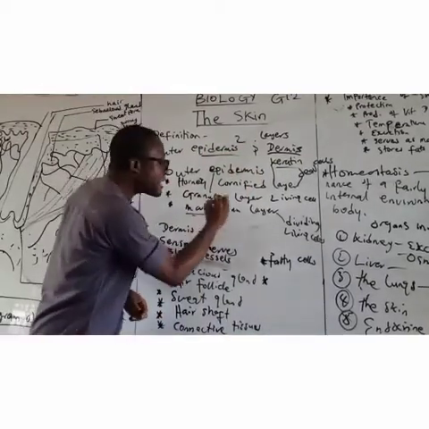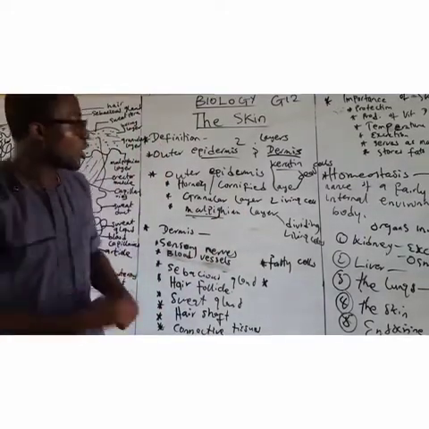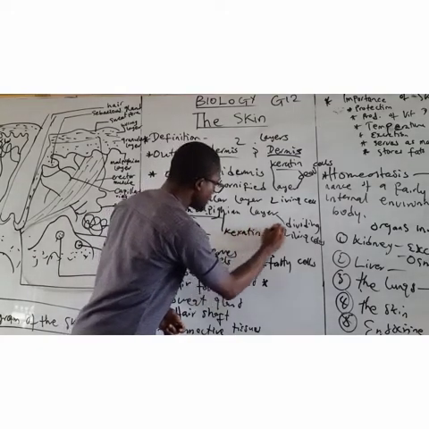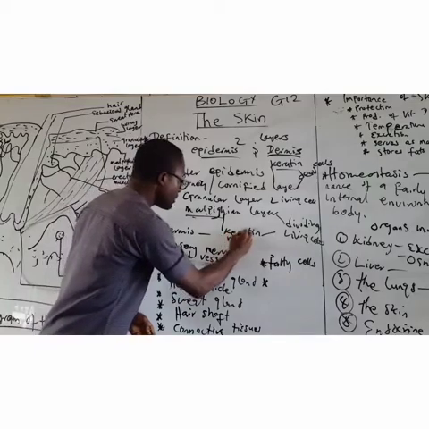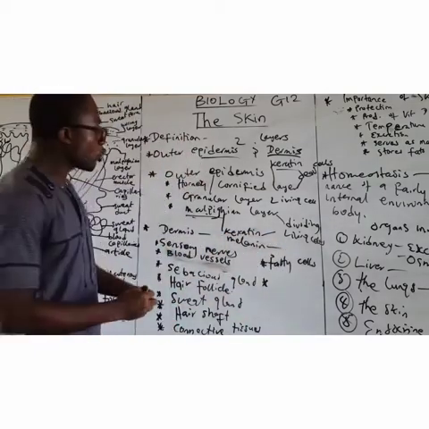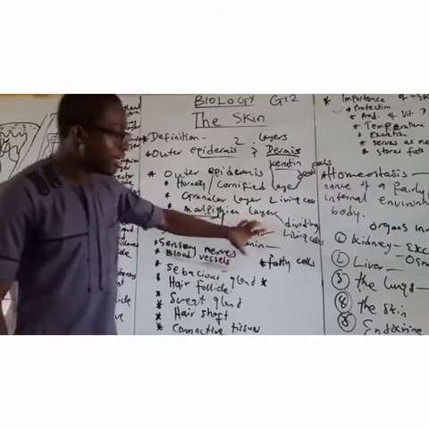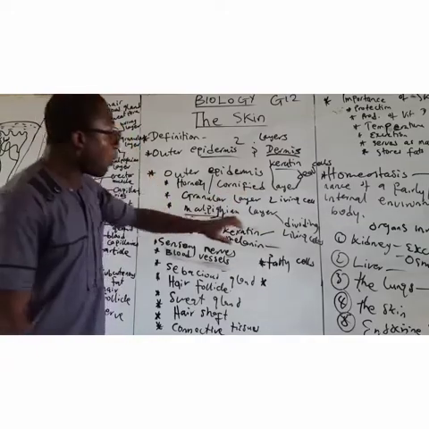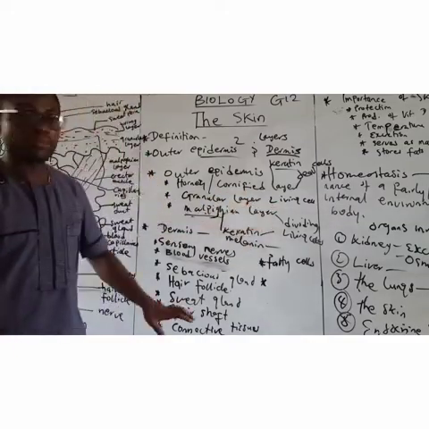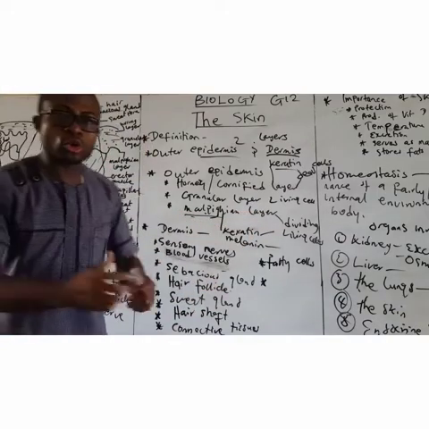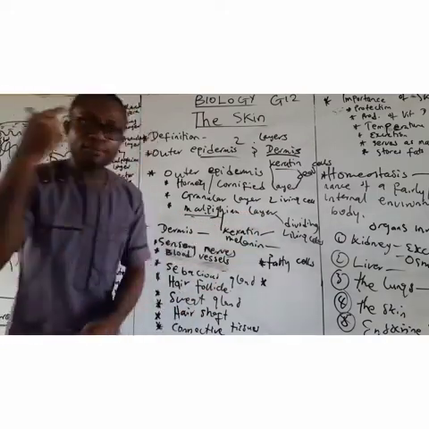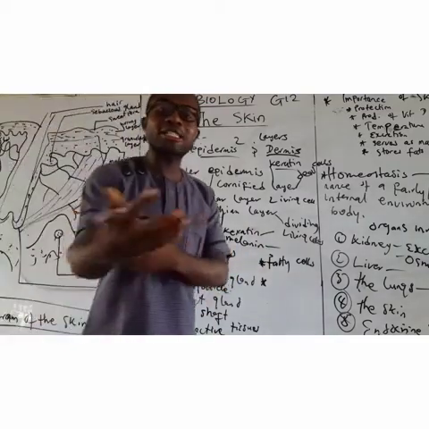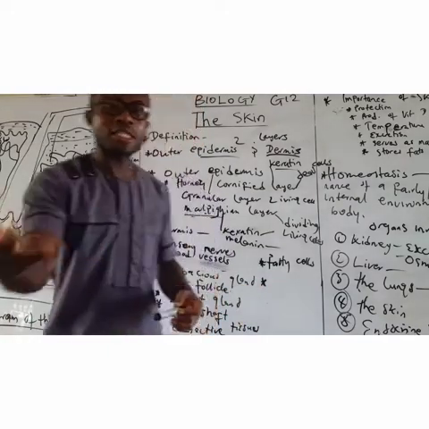While in the Malpighian layer there are two proteins. We have the keratin, and we have the melanin. These two protein components are what are found in the Malpighian layer. The keratin, like I said earlier, gives toughness and flexibility. The melanin is what gives the skin its color.